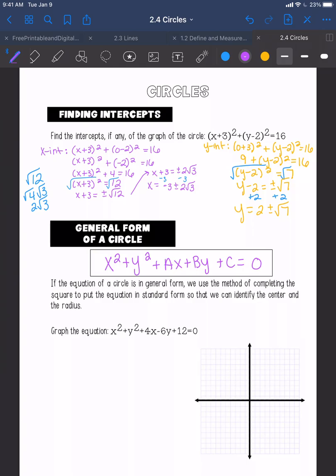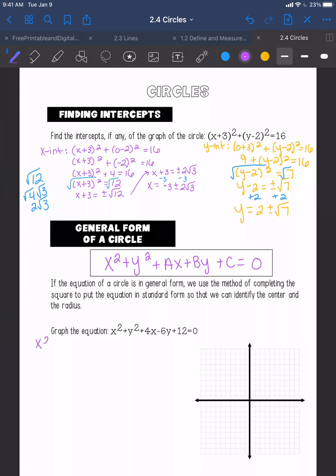So if an equation is in general form like this, then we're going to use the method of completing the square to put it into standard form, so that way we can get the center and the radius from it so that we're able to graph it. So it's probably been a while since you've completed the square here, but I'm going to group the x terms together and the y terms together and set us up.